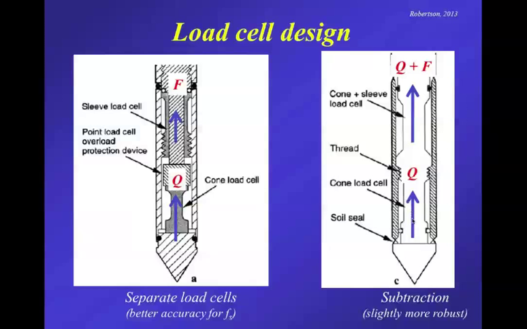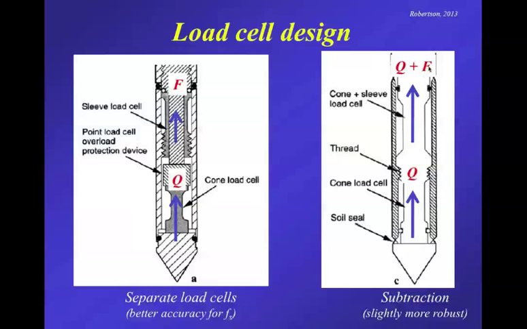load cells. And these are load cells that have two loads in tandem here. And so the tip is measured on the first load cell, and then the tip plus the friction gets added on the second load cell. So of course, to get the friction load, you actually have to subtract those two loads, hence they're referred to as subtraction cones. These tend to be a little bit more robust because the load cells tend to be a little bit thicker and therefore more robust.